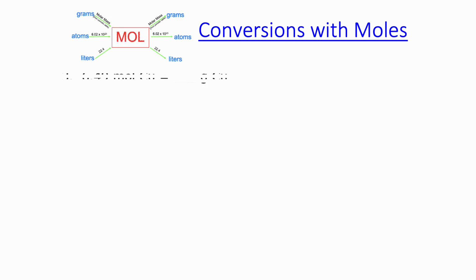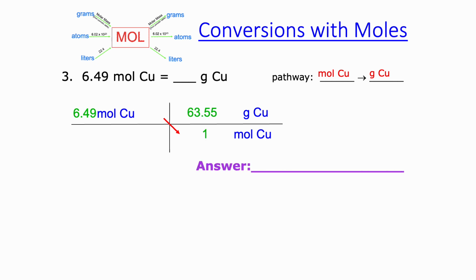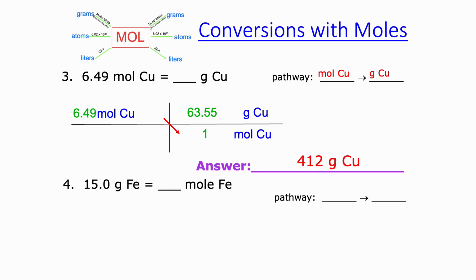I'm not going to walk you through exactly. I'll talk about this one. You're going from moles to grams to moles. Now we use the molar mass from the periodic table. Multiply across, divide by the bottom. 3 sig figs. The next one, we're going from grams to moles.